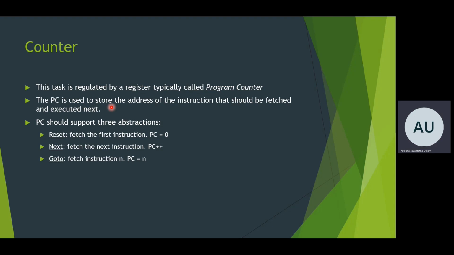So the PC is used to store the address of the instruction that should be fetched and executed next. So PC can support three abstractions. First one is reset. That means we should first fetch the first instruction. That means PC should be equal to 0. And then if you want to fetch the next instruction, PC should be incremented by 1, that's PC plus plus. And if you want to go to a particular instruction, you should fetch that instruction n, then the PC value should be equal to n. In this way, the counter value can be updated.